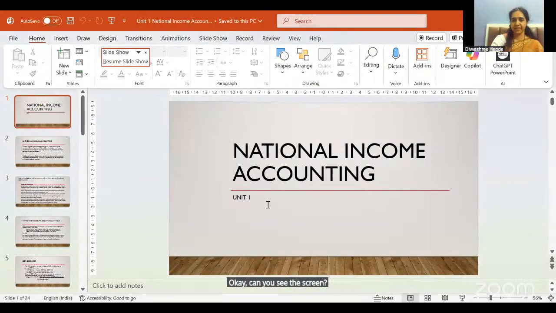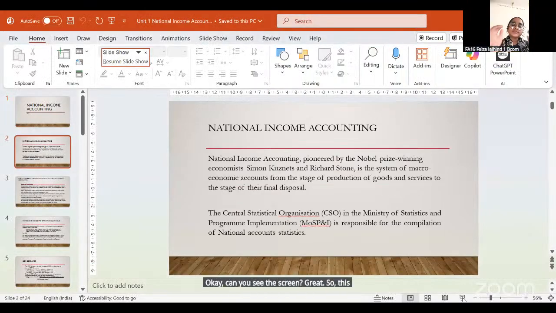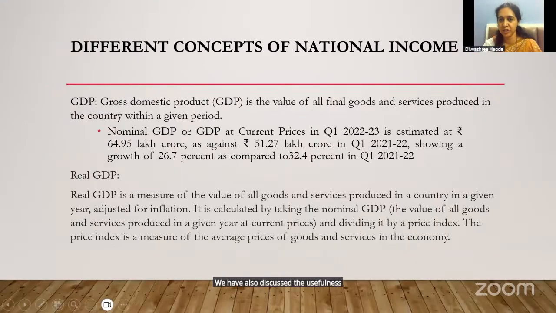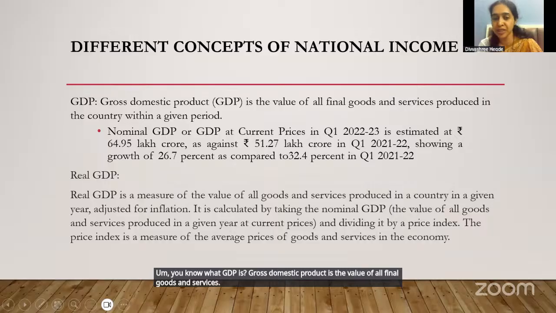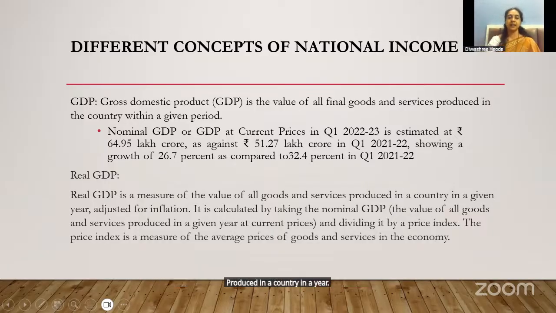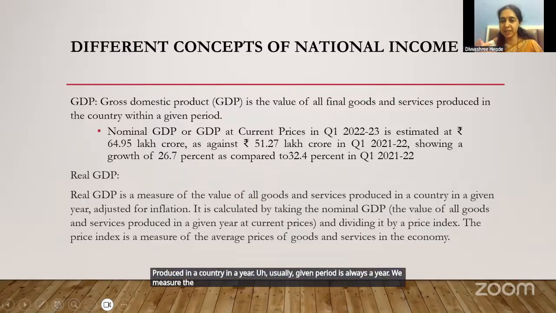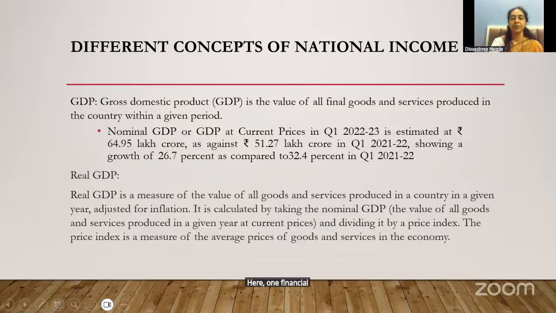Okay, can you see the screen? Great. So this we have already discussed. We have also discussed the usefulness and significance of national income. Now, you know what GDP is? Gross domestic product is the value of all final goods and services produced in a country in a year. The given period is usually a year. We measure GDP, GNP, all these concepts for one financial year.